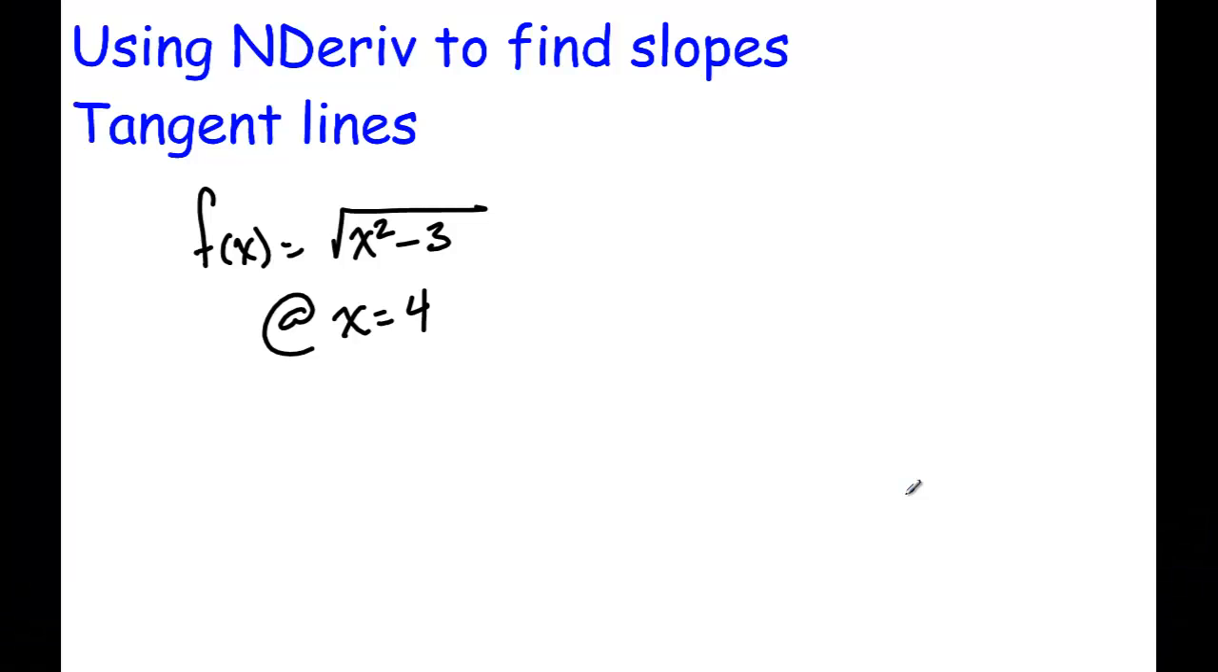Hi folks, what we're going to do today is just a quick few minute video on how to use your TI-83 or 84 calculator to find slopes of tangent lines. Okay, so what we've got here is a function that we're going to talk about, the function square root of x squared minus 3, and we're going to find the slope of the tangent line at x equals 4.